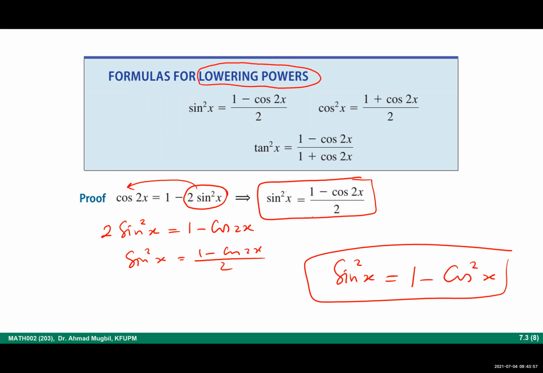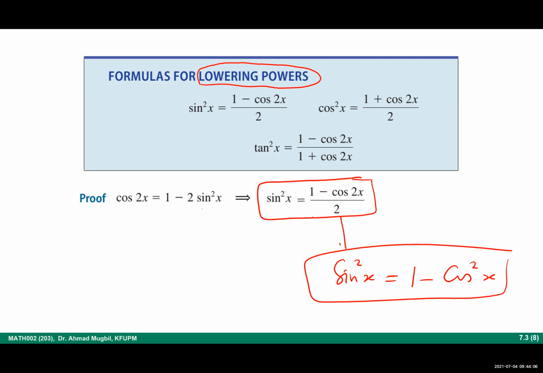The lowering power formula. Now, what is the difference, ya shabab, between these two formulas? Please have a look at this and have a look at this and compare between them. Here, the power is still squared. We didn't lower the power. Okay? The power is still the same. The angle is still the same.